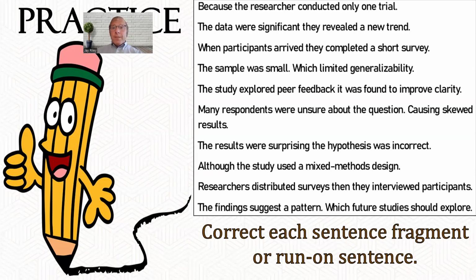The data were significant. They revealed a new trend. So I need to put a comma after significant. The data were significant, comma, and they revealed a new trend. Or I could break that up into two sentences. The data were significant, period. They revealed a new trend. When participants arrived, they completed a short survey. When participants arrived, comma, they completed a short survey. The sample was small, period, which limited generalizability. So the sample was small, comma, which limited generalizability.